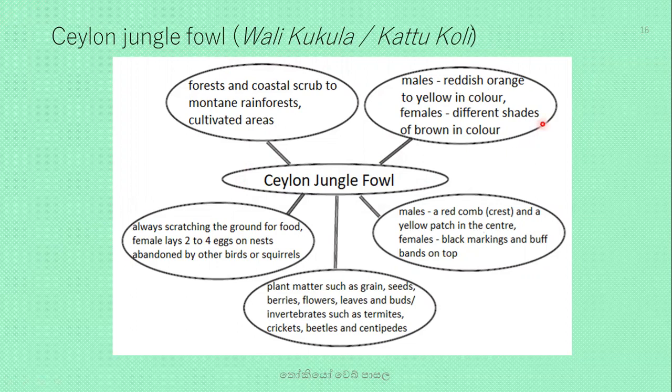මේ මෙතන තියෙන්නේ reddish රතු පාටට හුරු තැඹිලි. Right? Reddish orange රතු පාටට හුරු තැඹිලි to yellow. Right? So තැඹිලි රතු පාටට හුරු තැඹිලි වෙන්නත් පුළුවන් නැත්නම් කහ පාට වගේ පාටක් තමයි පිරිමි වලි කුකුලන්ට තියෙන්නේ. Right? And when it comes to females, different shades of brown in color.